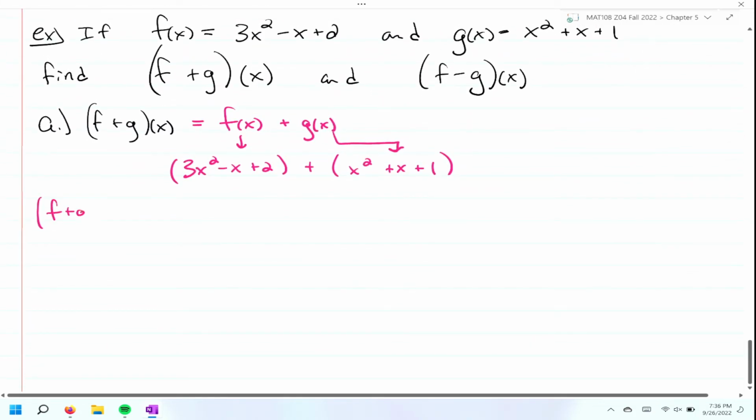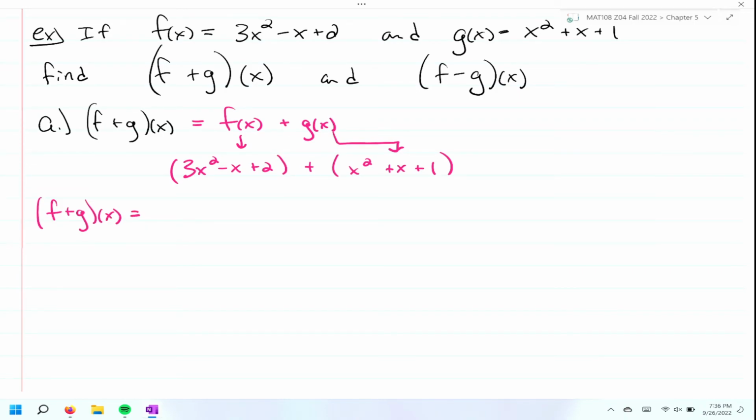So f plus g of x is going to equal, well, remember, you've got to distribute, but luckily for us, there's a plus 1 out front here and a plus 1 out front there. So we can just go ahead and remove these parentheses. Nothing is going to change when we distribute the positives.